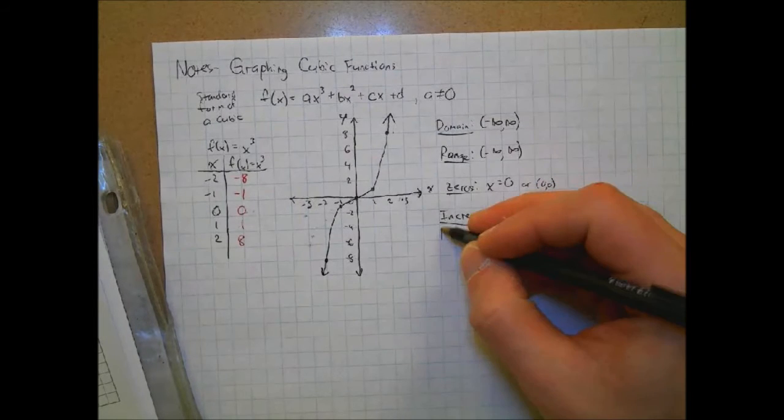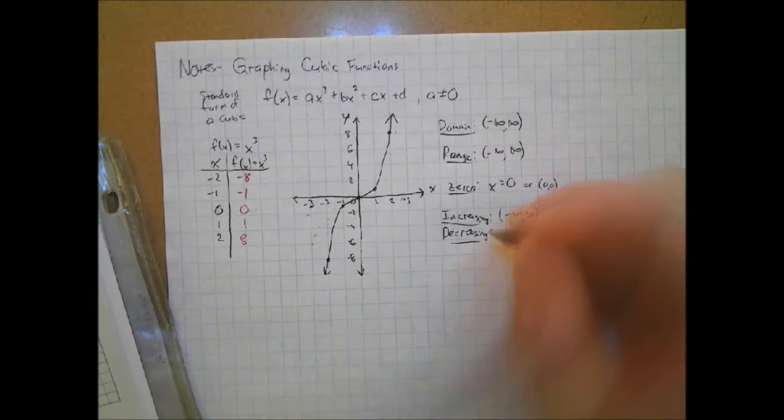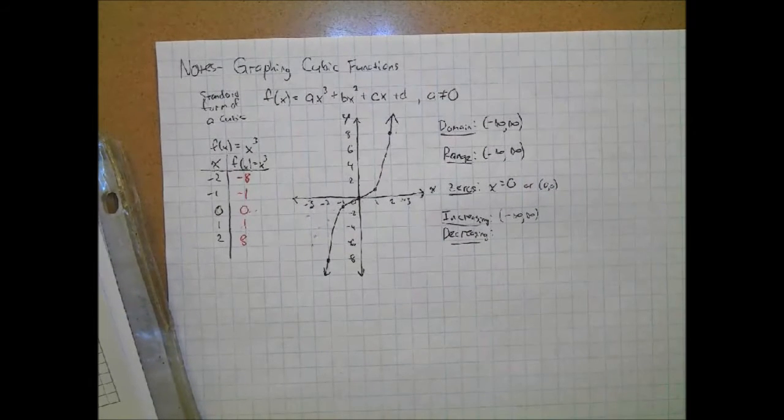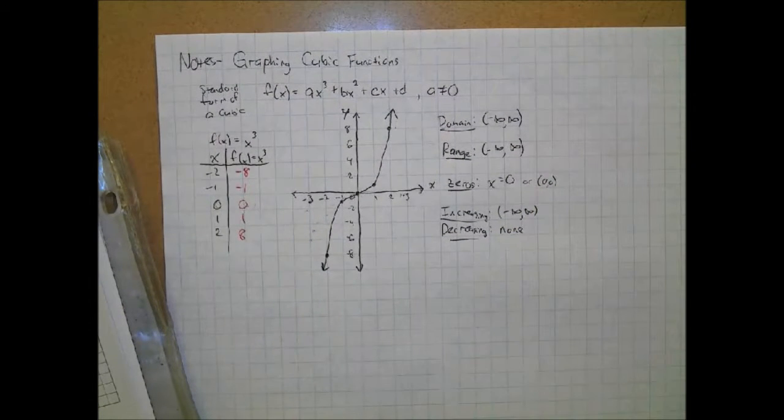Okay, so that's increasing. Where is it decreasing then? If it's increasing everywhere, where will it be decreasing? Nowhere. There isn't any. It's never decreasing. It might be if we transform it, but for right now, the basic function here is never decreasing.